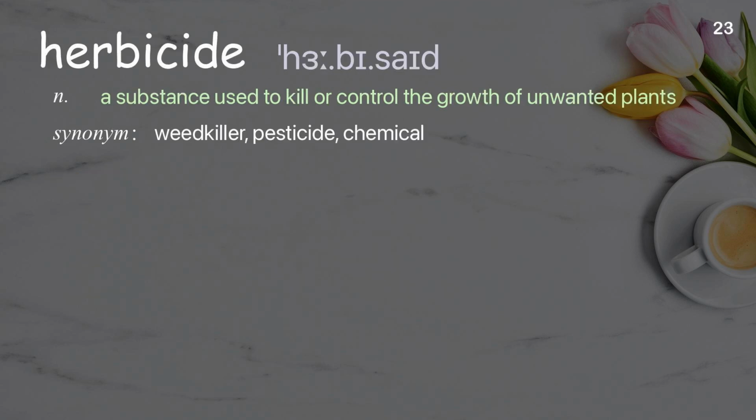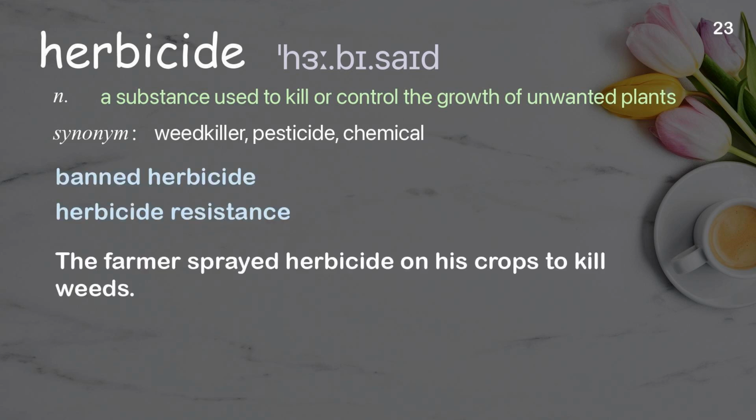Herbicide. A substance used to kill or control the growth of unwanted plants. Examples. Banned herbicide. Herbicide resistance. The farmer sprayed herbicide on his crops to kill weeds.